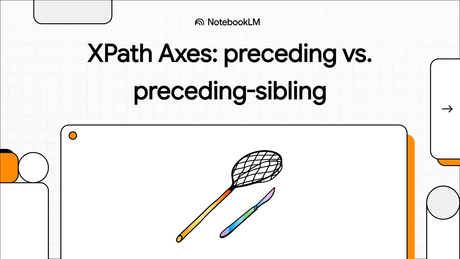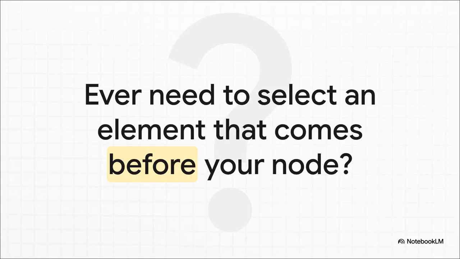All right, let's dive into XPath Axes, specifically preceding versus preceding sibling. Now, this might seem like a tiny detail, but trust me, getting this right is going to have a huge impact on how reliable your automation is. It's absolutely key. So, have you ever been in this spot?